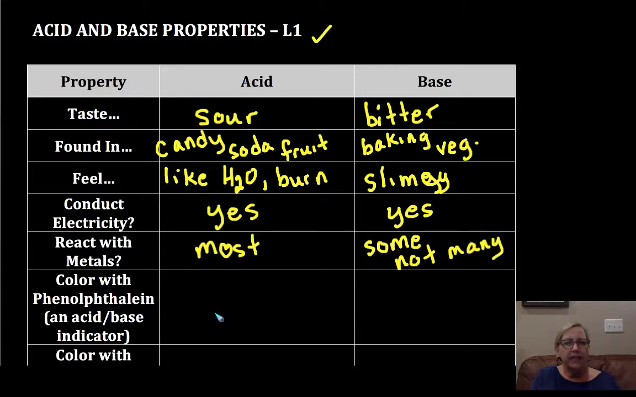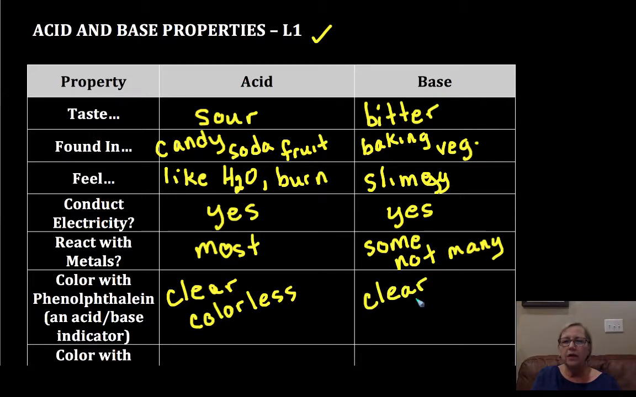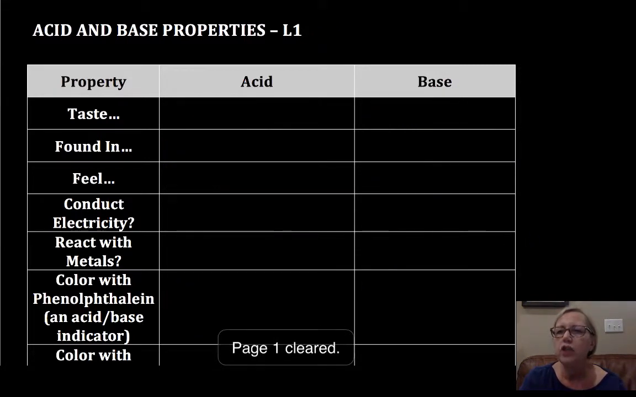Okay, phenolphthalein is a classic indicator. An indicator is a substance that changes color with pH. And phenolphthalein is one of the most classic ones. So the solution you would get with an acid would be clear and colorless. And with a base, the solution that would result would be clear and pink. So there's a lot of acid-base indicators. You don't have to memorize too many of them, but phenolphthalein is one that you should know.